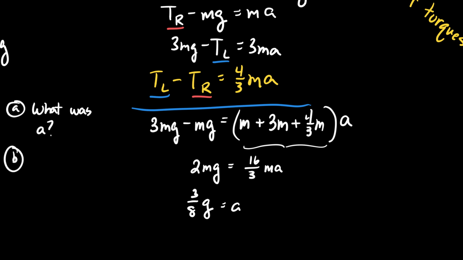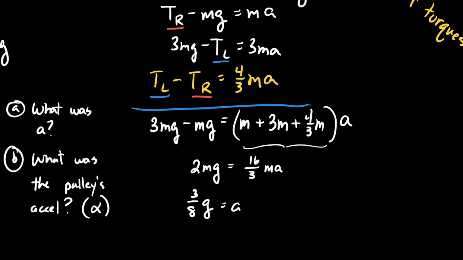But they could ask, what was the pulley's acceleration? That would be finding alpha, not A. Not hard, but again, it's a different question. And then probably the most likely is, what were the tensions? These are the most likely follow-up questions for a problem like this.